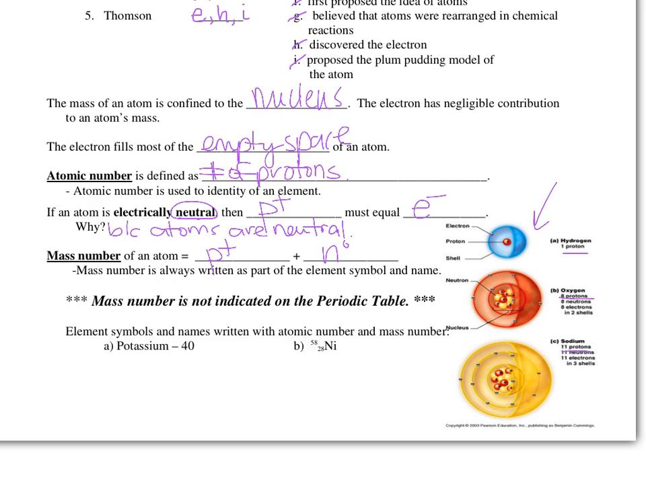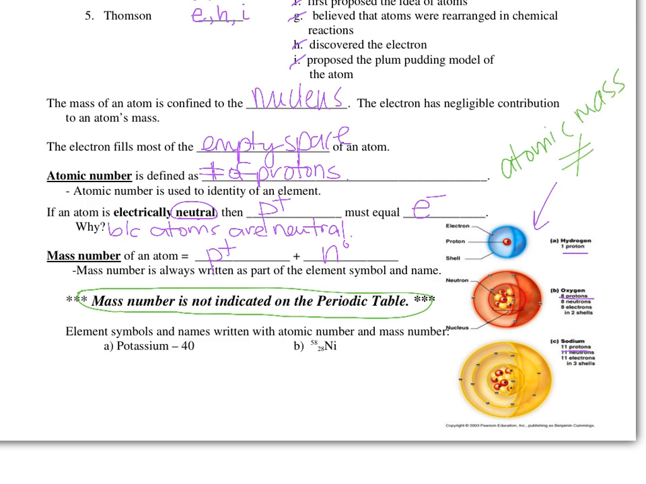One thing to be really careful about is this statement right here. Mass number is not indicated on my periodic table. Students tend to get confused on this. There is a mass on the periodic table, but that is called atomic mass. So you need to make sure you make it clear to yourself that atomic mass does not equal mass number.